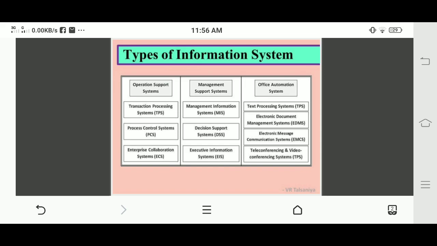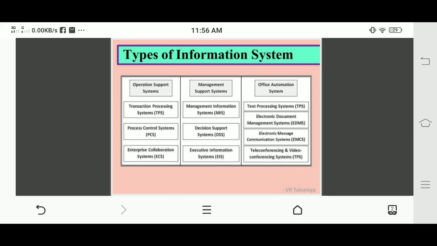Then there are process control systems, decision support systems, then you have enterprise collaboration systems. When business is dealt with different companies, it is termed under enterprise collaboration, that is joining. Executive information system, the highest level of execution is done by the executive system. Again, office automation system also requires typing, mailing, scheduling of office and meeting conferences.